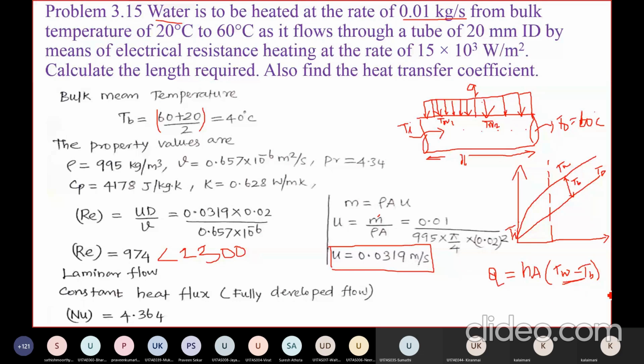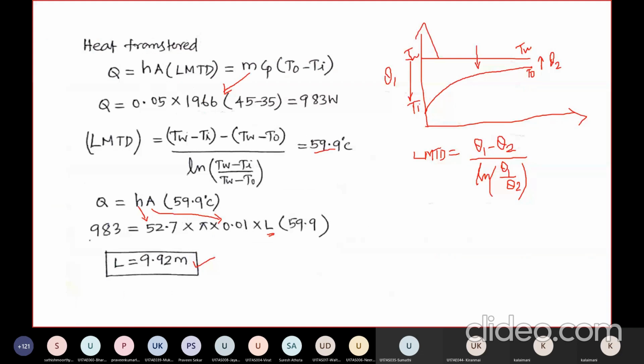Okay. So in the previous case, you see that the wall is maintained at a constant wall temperature. The fluid temperature varies from inlet to outlet, gradually increasing, but the wall is maintained. So at every location these lines are not parallel. Therefore the difference will vary. That's why we take the logarithmic mean temperature difference.